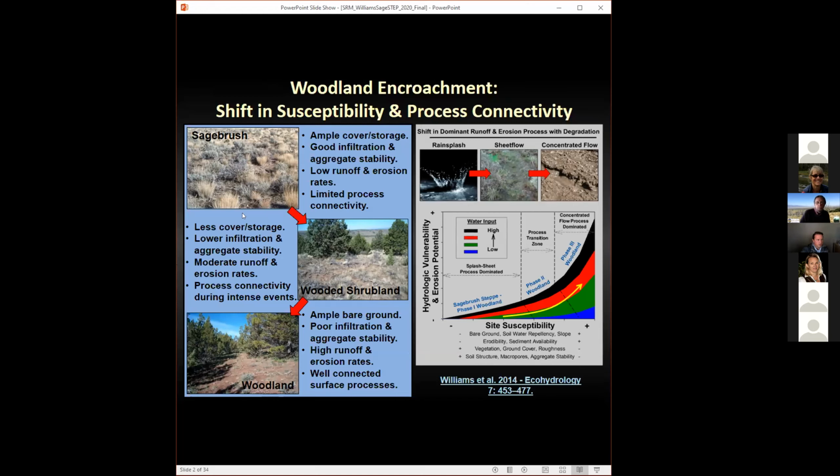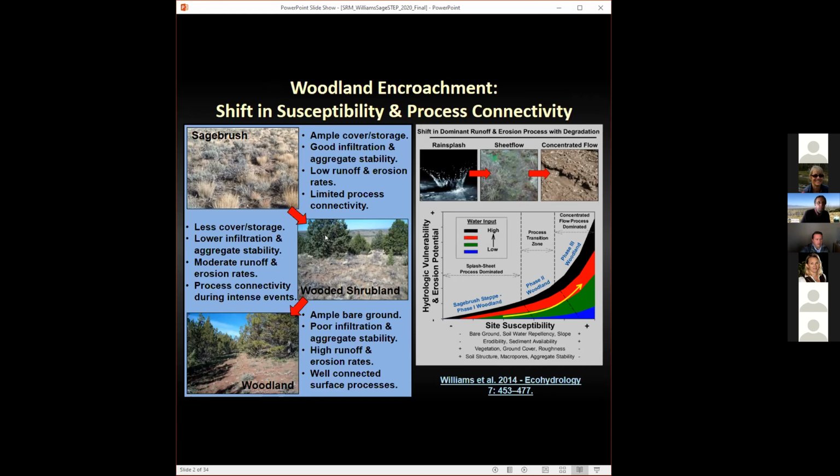And in general, some of the earlier work, as depicted on the left side here for sagebrush communities, has demonstrated that they typically have ample foliar cover and ground cover that buffers water input from precipitation events. And as such, they commonly have high infiltration rates. And runoff and erosion from these systems usually goes only a short distance down slope. And we generally think of hydrologic and erosion processes as not being well connected for these types of well-vegetated communities.